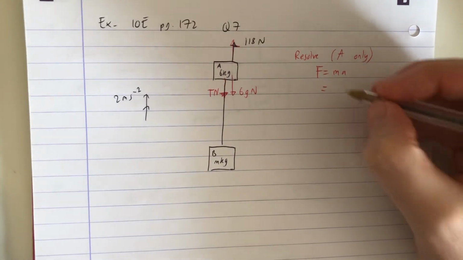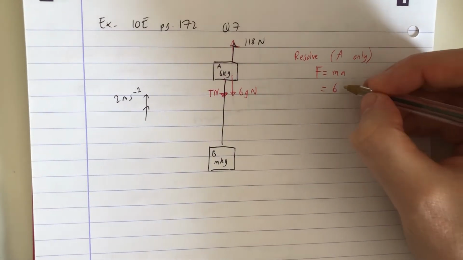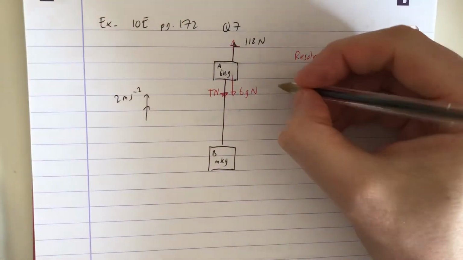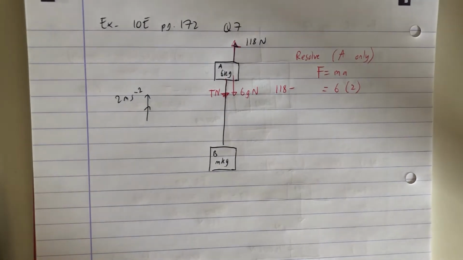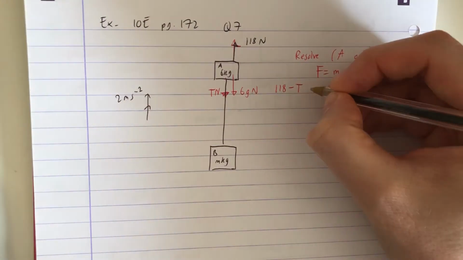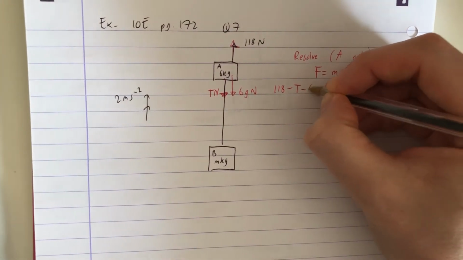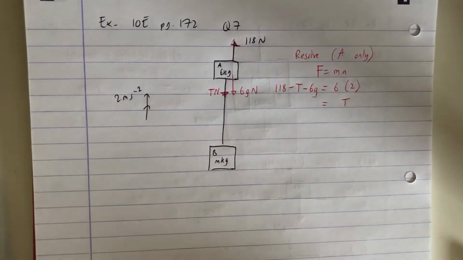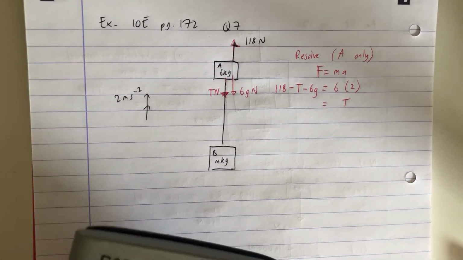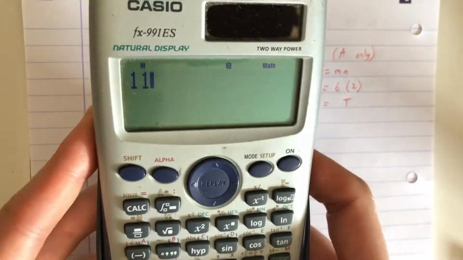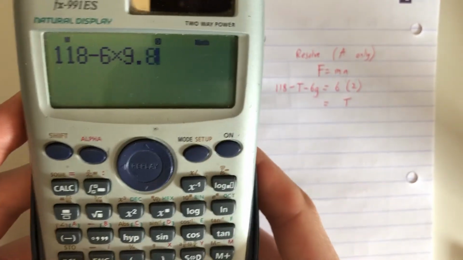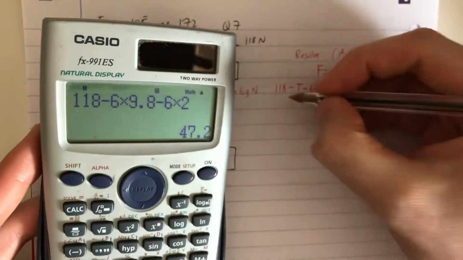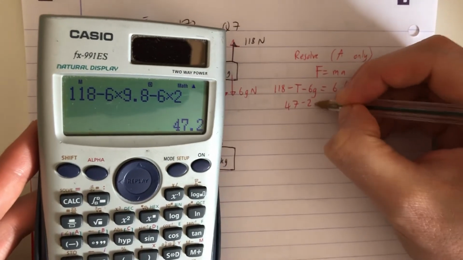The mass of the object is 6 kilograms. The acceleration of the object is 2. Forces going with the motion is 118. Subtract the forces going against it, which is T and 6g. If you make T the subject, you get 118, subtract 6 times 9.8, subtract 6 times 2, which is 47.2 newtons.